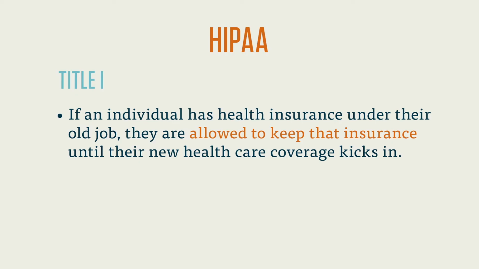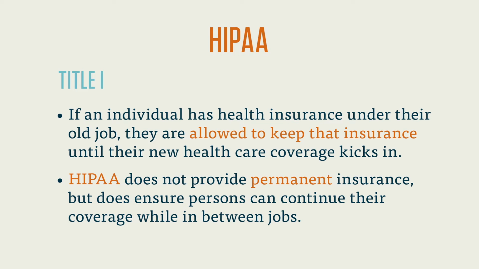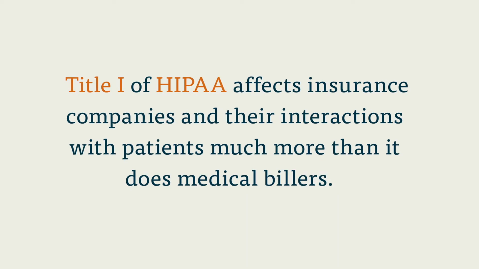Title 1 also provides protection to individuals and their families when that individual changes or loses their job. If an individual has health insurance under their old job, they're allowed to keep that insurance until the point when their new healthcare coverage kicks in. There are a few caveats to this, of course, and HIPAA does not provide permanent health insurance. It does, however, ensure that persons out of work can continue their healthcare coverage while in between jobs. As you may be able to tell, this title of HIPAA affects insurance companies and their interactions with patients much more than it does medical billers. Title 2 is where we'll see HIPAA affect medical billing more directly.